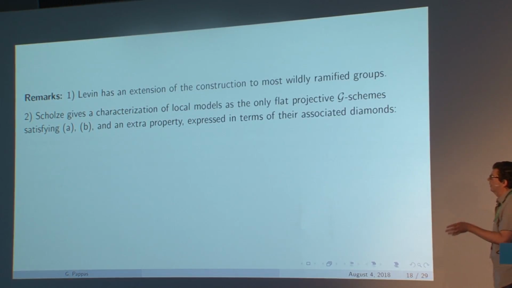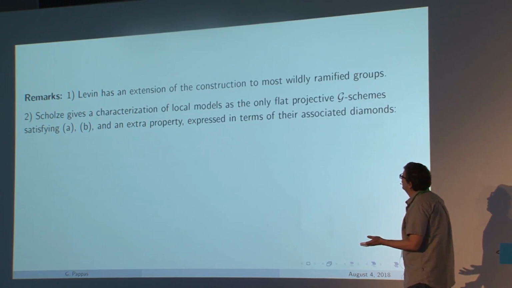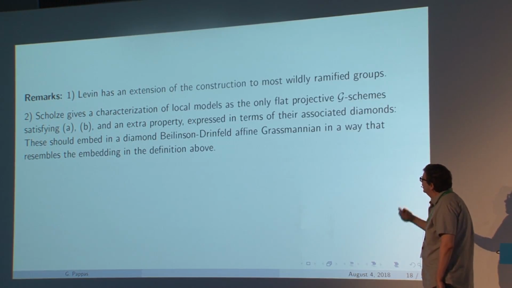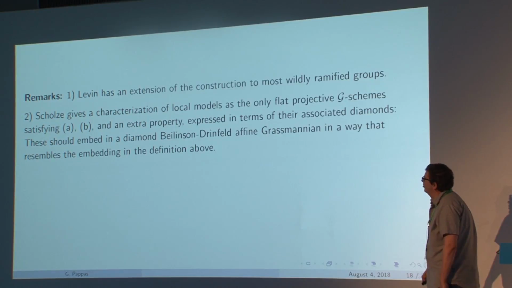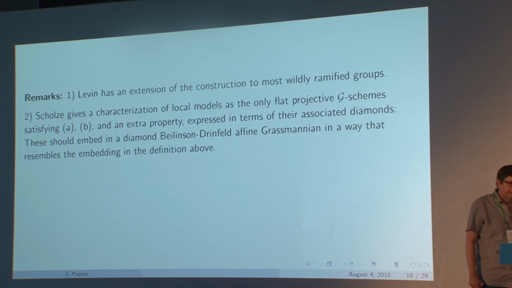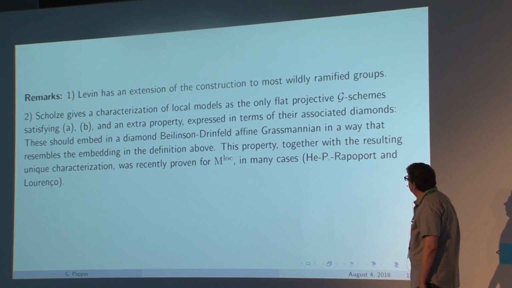So here: correct generic fiber, reduced special fiber, and an extra property that uses more technology, though it's expressed in terms of the diamonds. The associated diamonds should embed in a diamond Beilinson-Drinfeld affine Grassmannian in a way that resembles the embedding in the definition. So this does not define those models. It just proves that they are unique if you can compare them and you can check that this definition is satisfied, and this extra property.